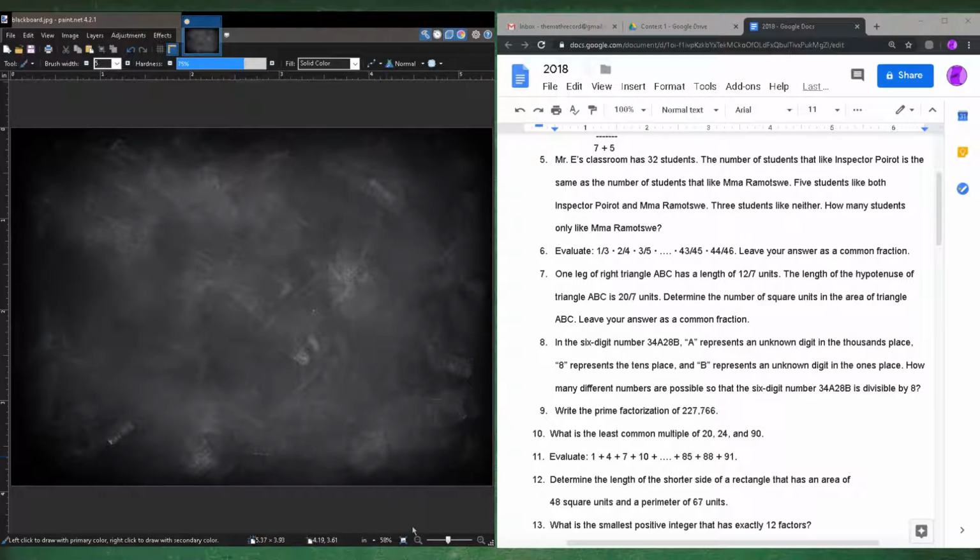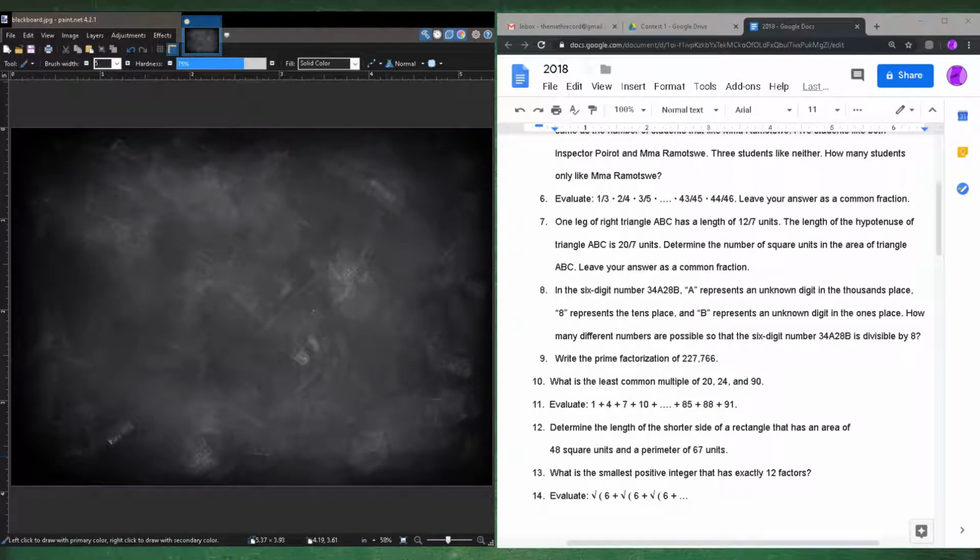Okay, number 8. In the 6-digit number 340,28B, A represents an unknown digit in the thousands place, 8 is in the tens place, and B is in the units place. How many different numbers are possible such that the 6-digit integer 34A28B is divisible by 8?